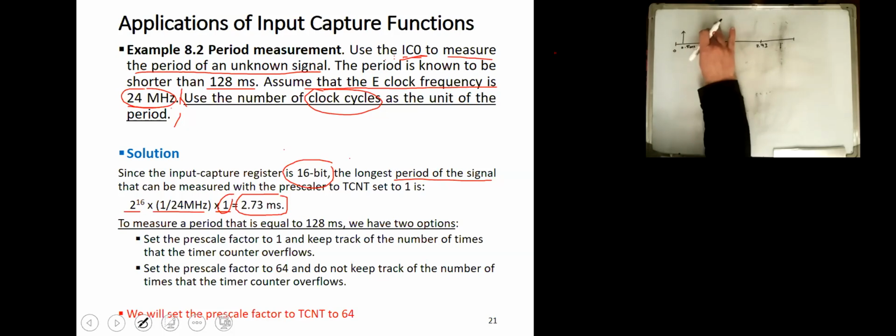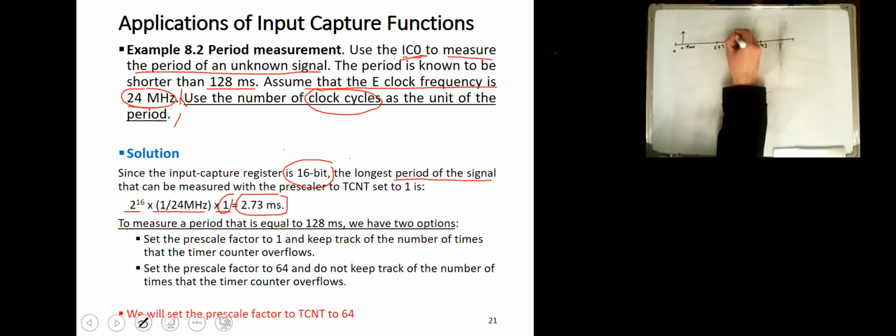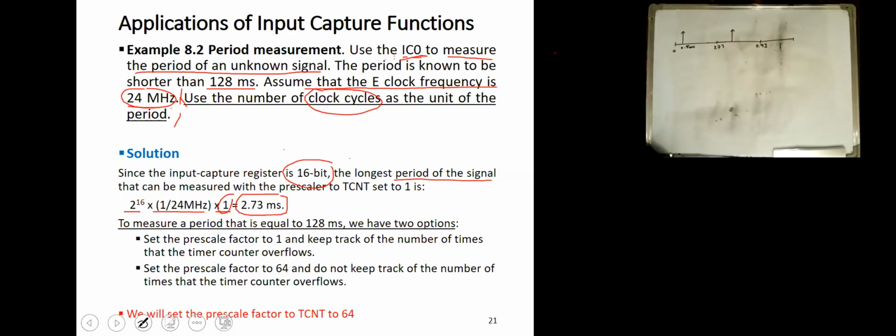However, what if the period is larger so that the second rising edge arrived here? At this time, the timer will overflow, so it will restart counting from 0 up to 2.73, right? So what is the total time? The total time is basically this minus this, but this time, let's say it could be 0.3 milliseconds. So in this case, we need to know how many times the counter has overflowed in order to measure the period.